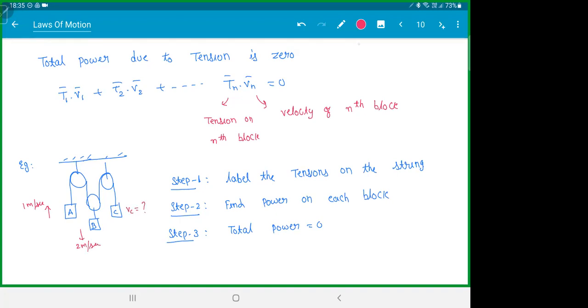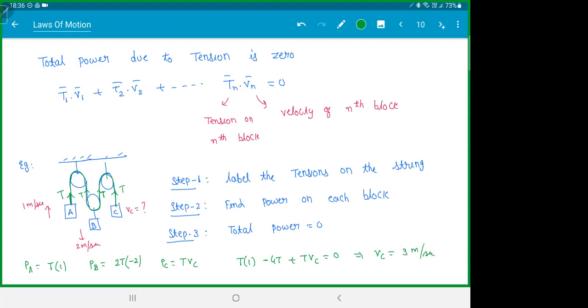So step 1, label the tensions. So let this be T. Now see, it is the same string. This entire string is the same, so this tension will be T, this tension will be T, this tension will be T. So power on A will be T into 1, both are in the same direction. Power on B, there are 2 strings pulling up, so 2T into -2 because it is down. Power on C, T into VC. I don't know the direction, I'll assume it is positive. The total power would be T into 1 plus -4T plus T into VC is equal to 0. This gives me VC is equal to 3 meter per second.